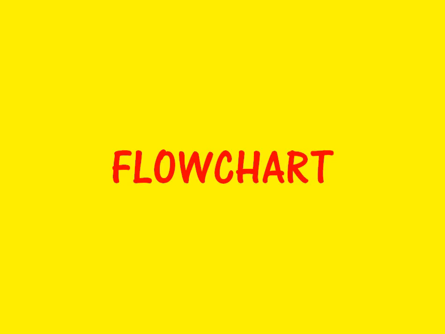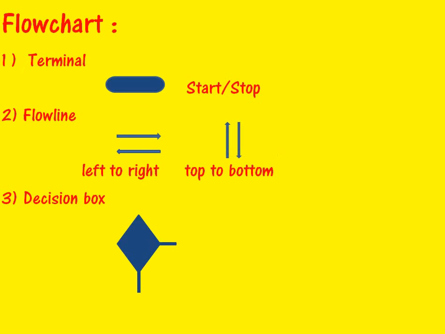Here, what are the symbols we are using in a flowchart? Let's see. First, to represent a starting point and ending point, more technically a terminal. A terminal is represented by a rounded rectangle, or we can use an oval also. It represents start and end in the flowchart. And the next one represents the flow line. This is what we call an arrow, going left to right, top to bottom. It represents the flow.